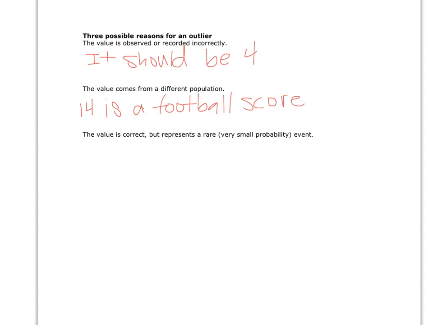All right, and then the last possibility is the value is correct. We can't rule it out because of error or that it's from a different population. The value is correct. It just represents a really rare event. Maybe the team they were playing against was down some players and really having a bad day, and this team that got 14 was having a really great day. So that would make that possible. Okay, that wraps up 2.7.